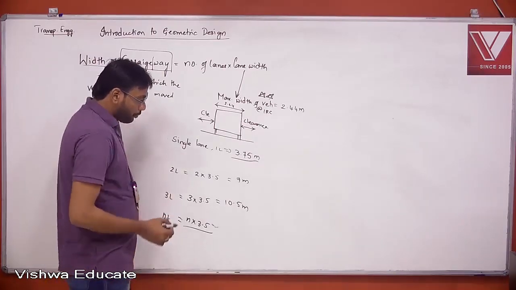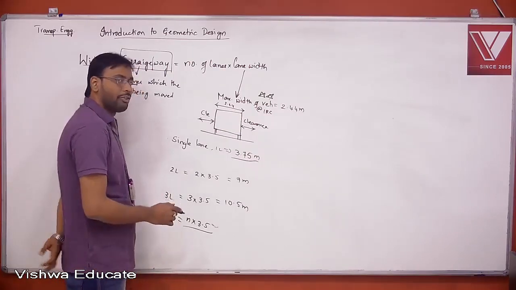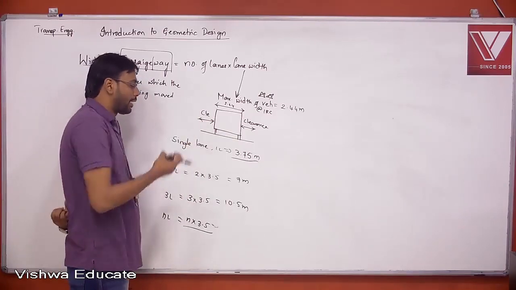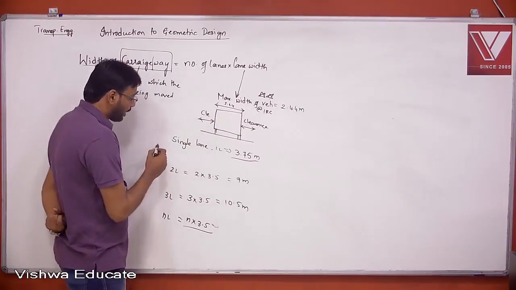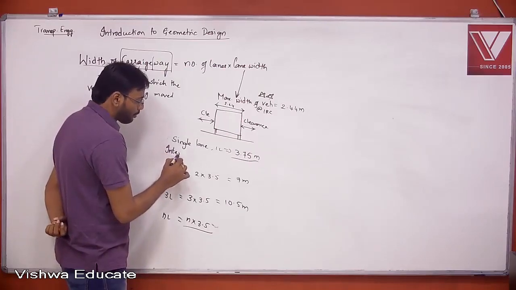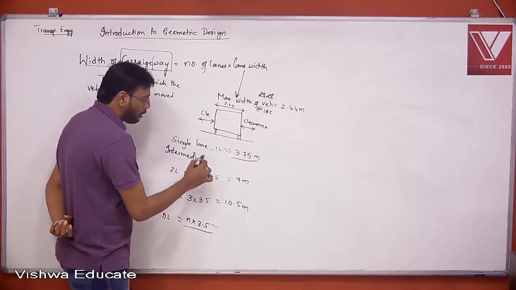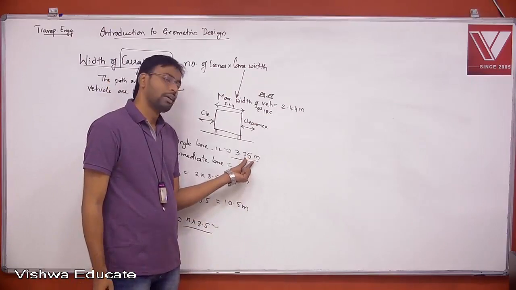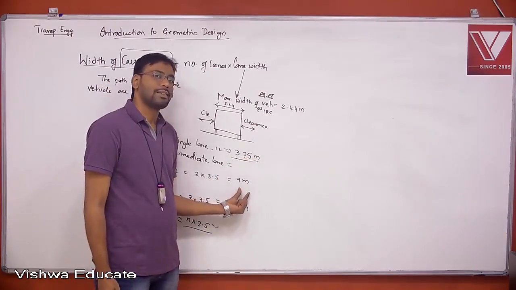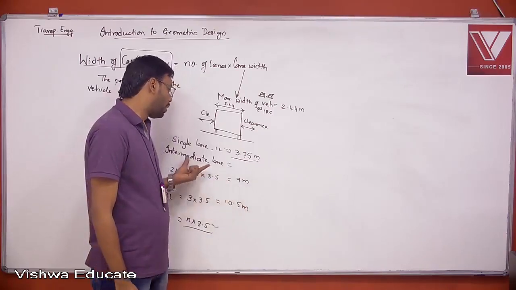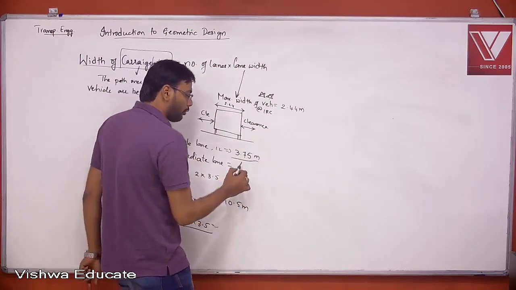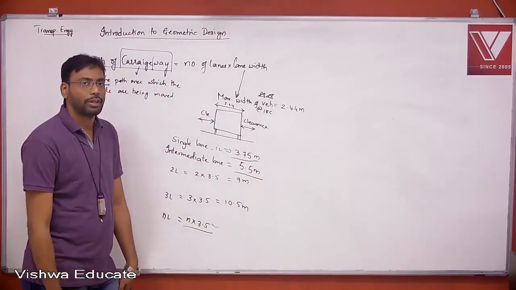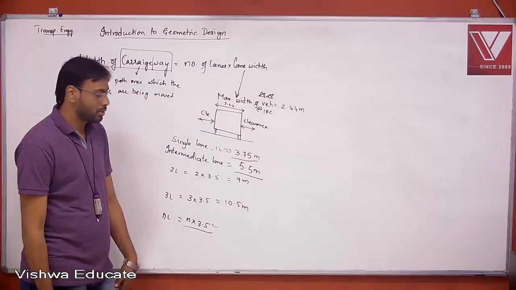Now, there are some types of roads which are more than 3.75 and lesser than 2 lane. They are called intermediate lanes. Wherever the width of the road available is more than single lane and less than 7 meters, that is 2-lane road, we go for intermediate lanes. And the width of an intermediate lane is 5.5 meters.